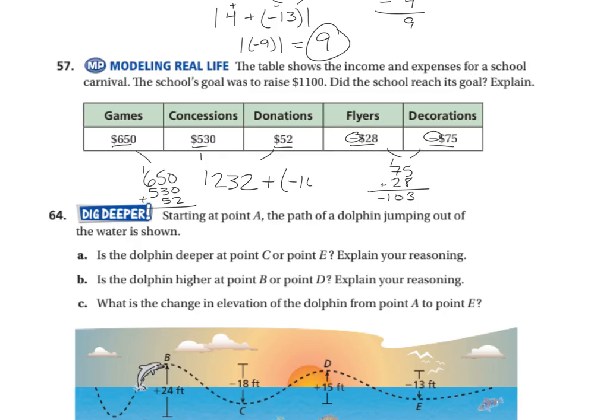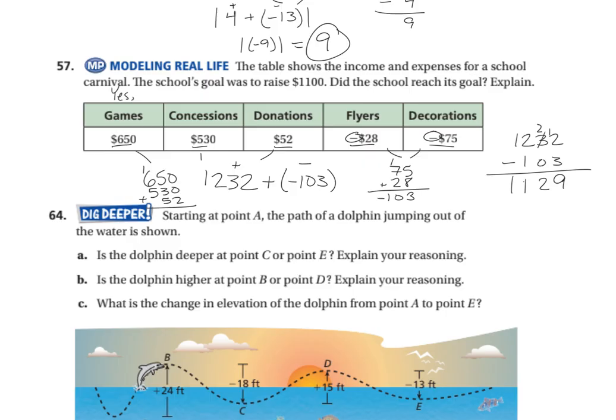And then at the end, we just need to add in our expenses. These have two different signs, so we're going to subtract their values. 1,232 minus 103. Got to borrow here. 12 minus 3 is 9. 2 minus 0 is 2. 2 minus 1 is 1. And I have $1,129 total raised. So, did the school reach its goal?